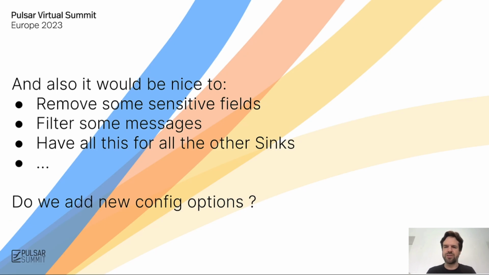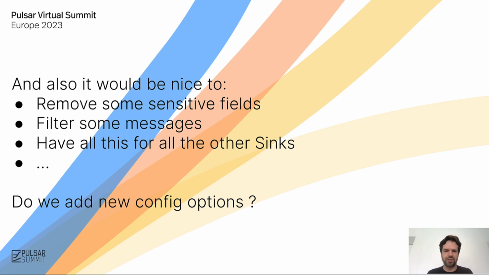We also had other ideas that we wanted to have. The possibility to remove sensitive fields if you have a column in Cassandra that you don't want in Kinesis. You want to remove, for instance, the password of a user. Sometimes you want to filter some bad messages. And we also saw that the same requirements were coming for other things such as Elasticsearch.